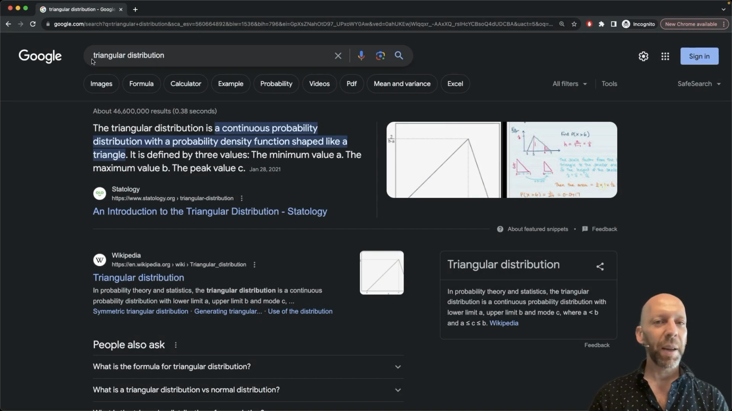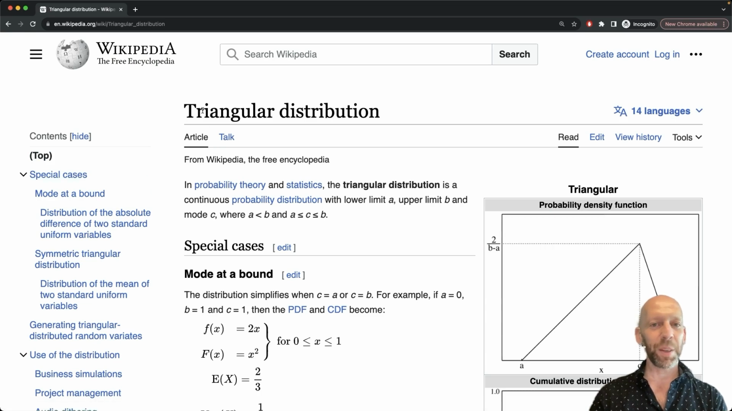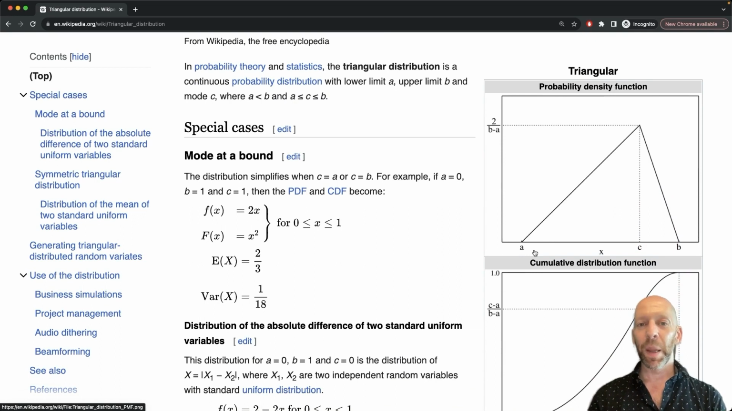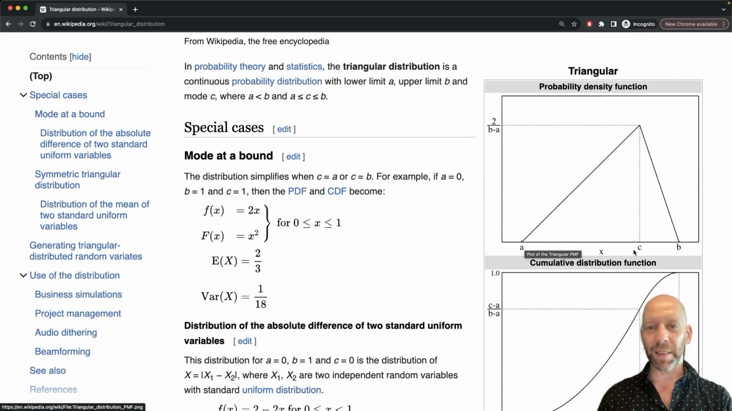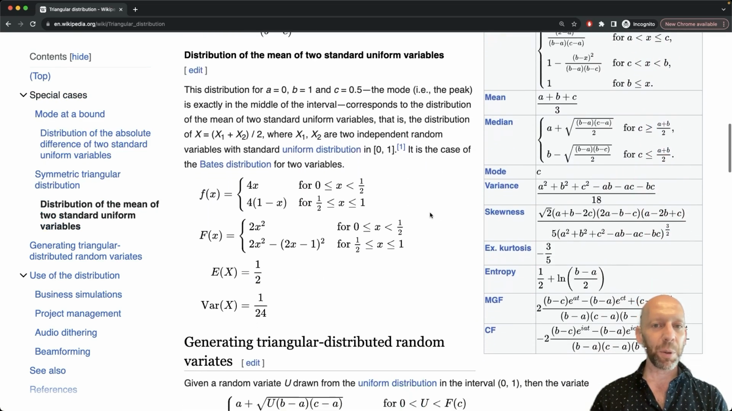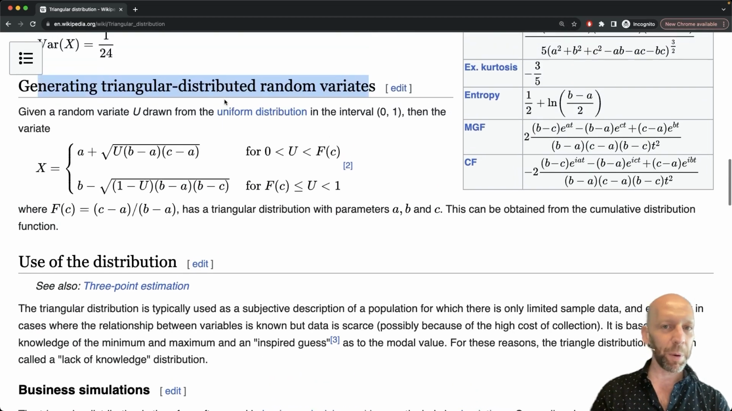Okay, so here by Google searching for triangular distribution, we can get to the Wikipedia page for the triangular distribution. You can see here, this is the key visualization of the distribution with labels A, B over here on the right, and C in the middle. And then if we scroll down a little bit, we can see how to generate, where is this? Generating triangular distributed random variates. Let me zoom in a little bit more.